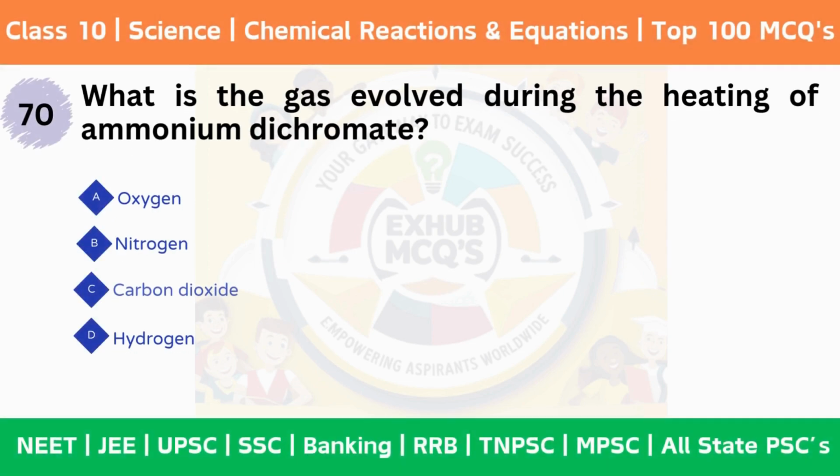MCQ 70. What is the gas evolved during the heating of ammonium dichromate? Option A, oxygen. Option B, nitrogen. Option C, carbon dioxide. Option D, hydrogen.